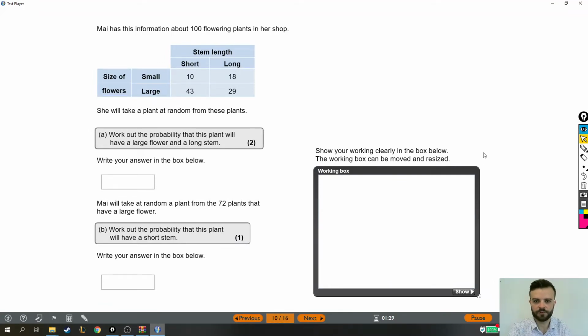All right, so this level two functional skills question is mostly about probability. Let's give ourselves a read through and then we'll have a reminder about how probability works. May has this information about 100 flowering plants in her shop.